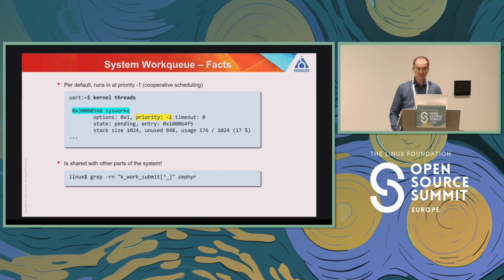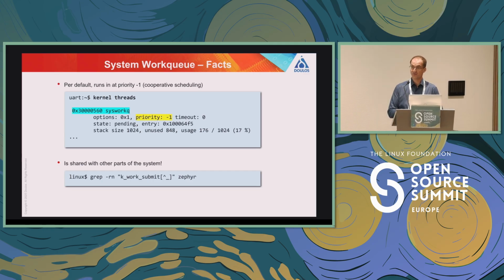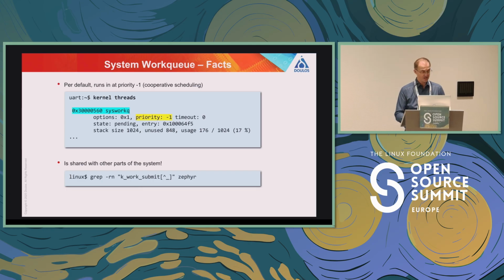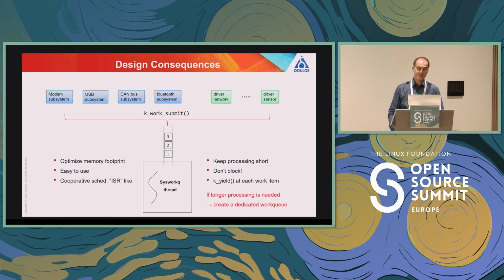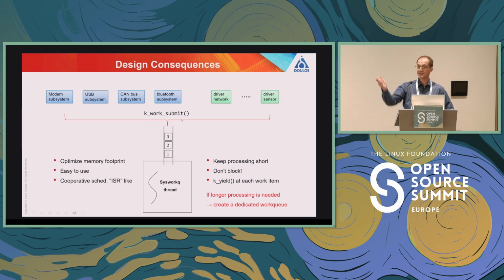So the system workqueue we have seen is using cooperative thread. Also, the system workqueue, as the name may imply, is shared by the entire system. You don't have to believe me. You can just run this grep command on the Zephyr main repo, and then you will see that. So here, the design consequences of what we have just discovered: we have many subsystems that are using the system work queue and also drivers, and they all can potentially enqueue some work item to the queue if we are using the system work queue.